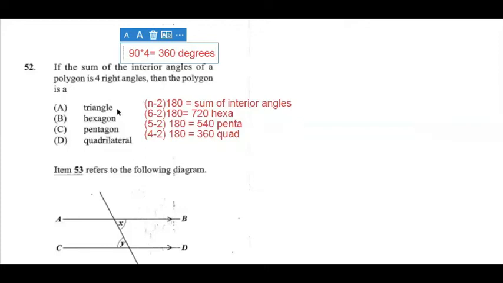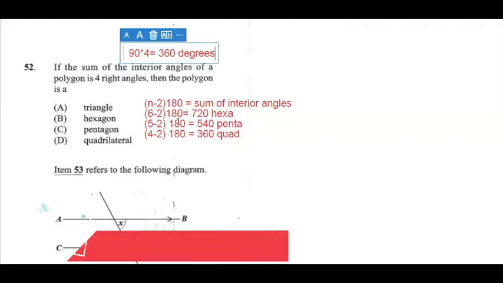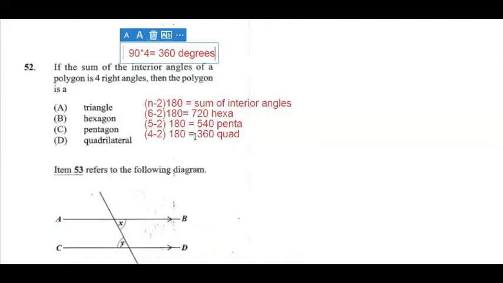So if we're looking at a triangle as 3 sides, and we know that the total degrees within a triangle is 180 degrees, so therefore we know that is definitely not our answer. But should we look at the hexagon? The hexagon has 6 sides, so it is 6 minus 2 multiplied by 180. So 6 minus 2 is 4, so it is 4 multiplied by 180 to give us 720 degrees. And for pentagon, it is 5 minus 2, which is 3 multiplied by 180 to give us 540 degrees. And for the quadrilateral, it is 4 minus 2, which is 2 multiplied by 180 to give us 360 degrees.